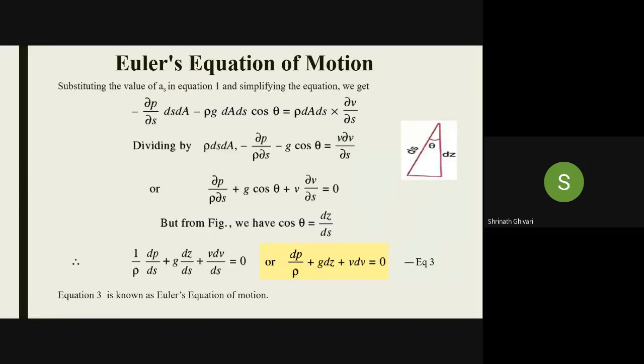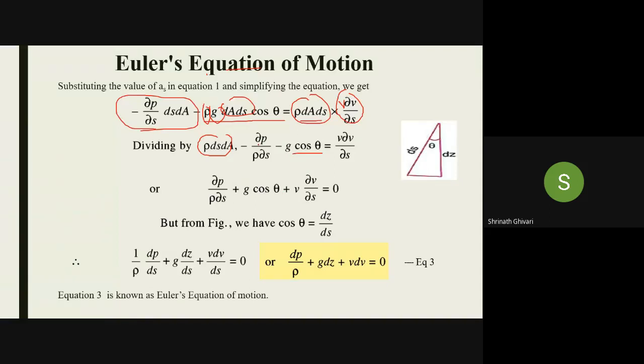Same thing here, I have done the simplification. Minus ∂p/∂s ds dA minus rho g dA ds cos theta equals rho dA ds, that is the mass, into ∂v/∂s. Now dividing by rho ds dA throughout, minus ∂p/∂s ds dA gets cancelled. What will be minus ∂p/(rho ∂s) minus g cos theta, because rho dA ds will go, remaining g cos theta equal to v ∂v/∂s. Here there is v, v ∂v/∂s.